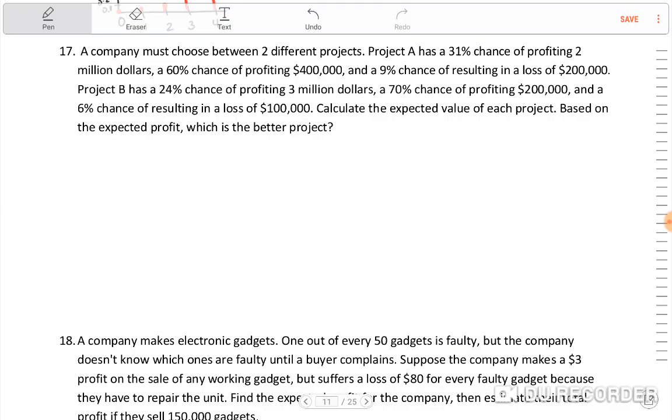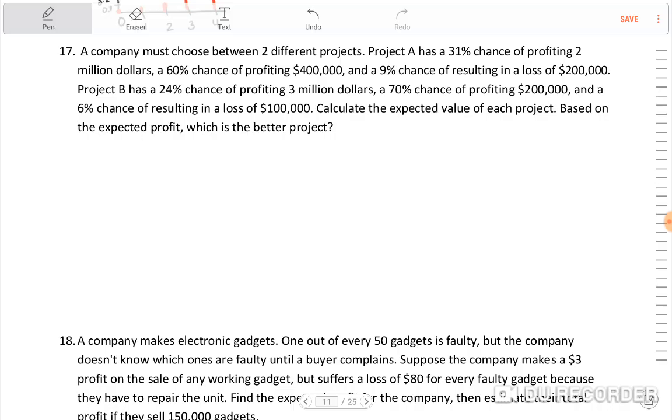Project B has a 24% chance of profiting $3 million, a 70% chance of profiting $200,000, and a 6% chance of resulting in a loss of $100,000. Calculate the expected value of each project based on the expected profit, which is the better project.